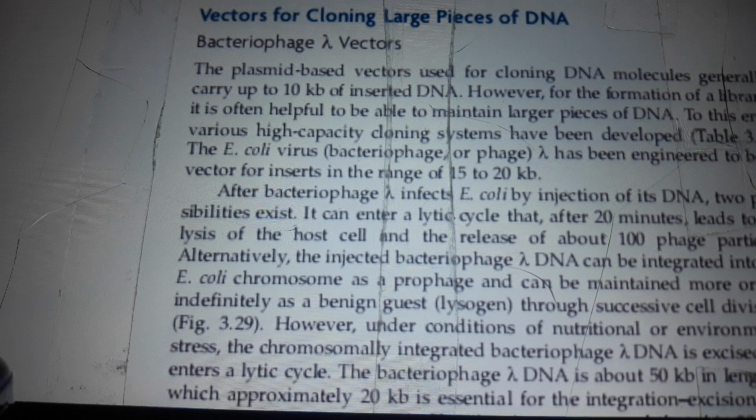The plasmid-based vectors used for cloning DNA molecules generally carry up to 10 kb of inserted DNA. However, for the formation of a library, it is often helpful to be able to maintain large pieces of DNA. To this end, various high-capacity cloning systems have been developed. The E. coli virus, bacteriophage lambda, has been engineered to be a vector for inserts in the range of 15 to 20 kb.